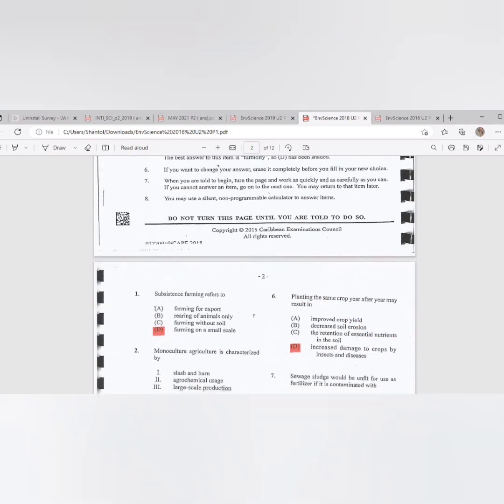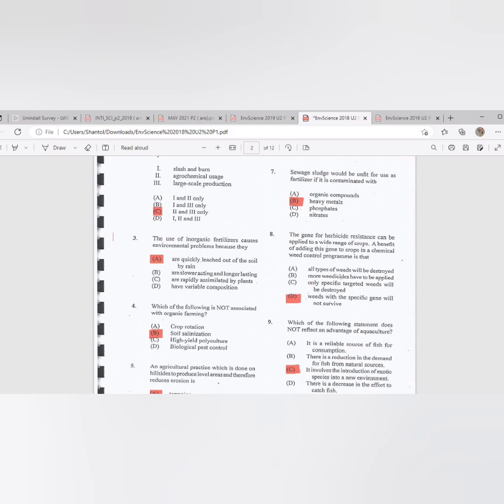Question 1. Subsistence farming refers to D. Farming on a small scale. 2. Monoculture agriculture is characterized by C. Agrochemical usage and large-scale production. 3. The use of inorganic fertilizers causes environmental problems because they A. Are quickly leached out of the soil by rain.